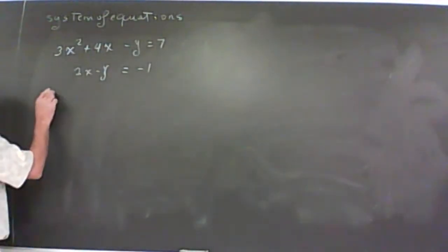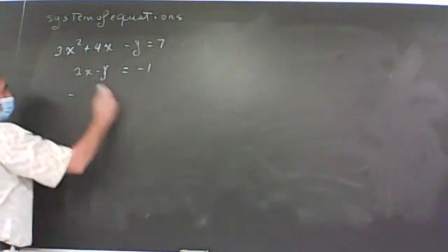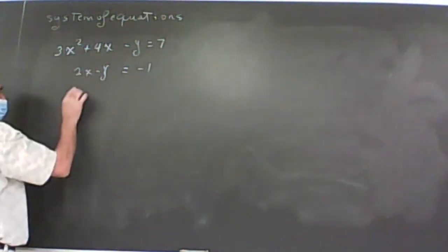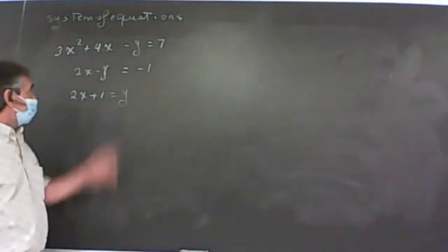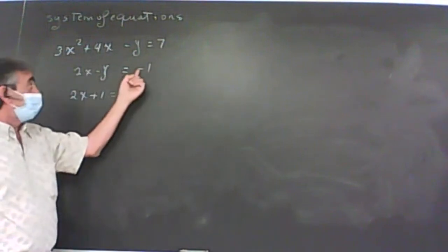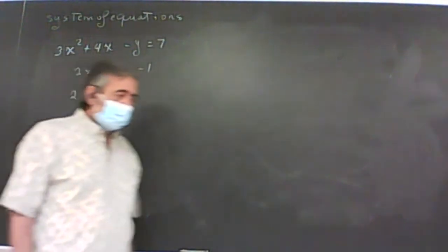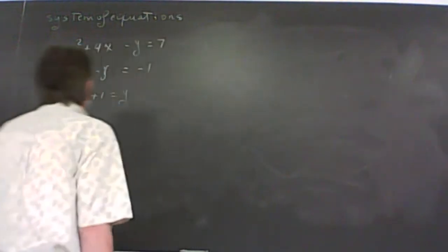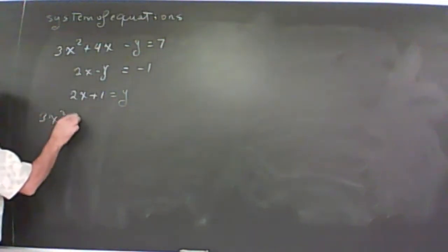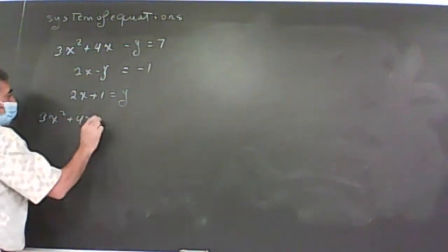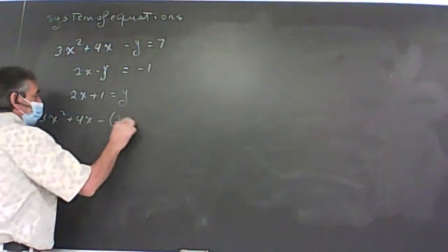So now from here, we have a negative. If I bring y to this side, 1 to this side, we end up with 2x plus 1 equal y. So what we did was, we took y to this side, 1 to this side, and that's what we have. Now I'm going to substitute this into equation number 1. So we have 3x squared plus 4x minus parentheses 2x plus 1 equals 7.